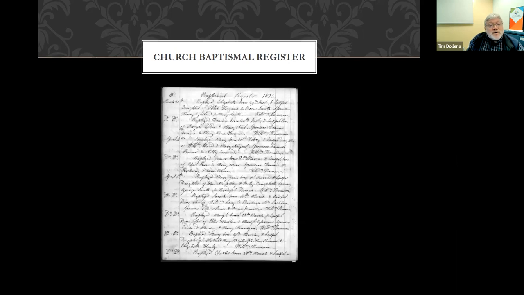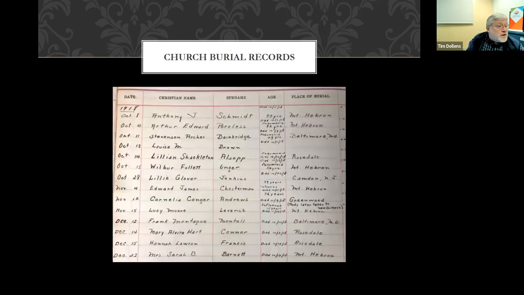A church baptismal record is important because it generally gives the names of the parents of the kid, and also the sponsors, which are also usually relatives from both sides of the family. So again, that's important. And of course, you get as close to the birth date as you can. But oftentimes, when you're looking at the church records, you need to look for the baptismal records in addition to the burial records. And then, of course, we have church burial records.